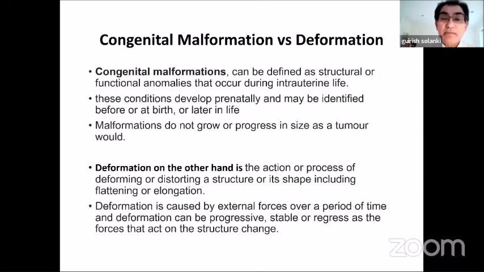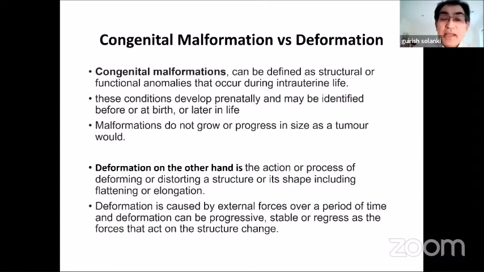So first I'll briefly talk about the difference between malformations and deformations. And by definition, a congenital malformation is a structural or functional anomaly that occurs during intrauterine life. These conditions develop prenatally, may be identified before, at birth, or later in life, but they don't grow or progress in size as a tumor would.